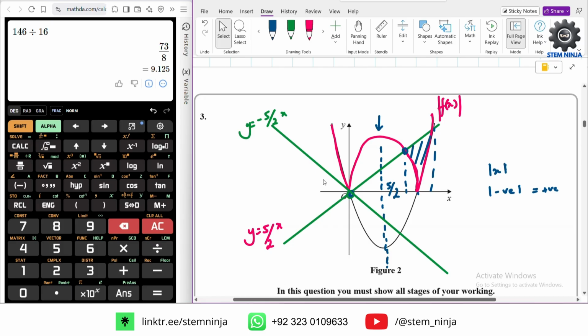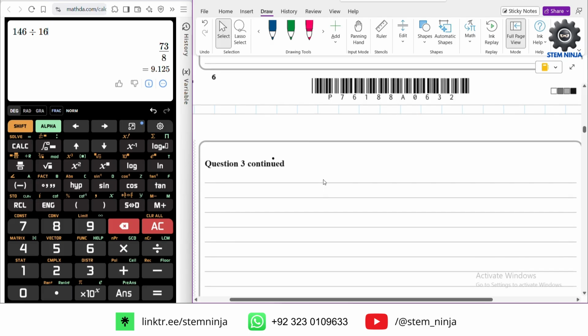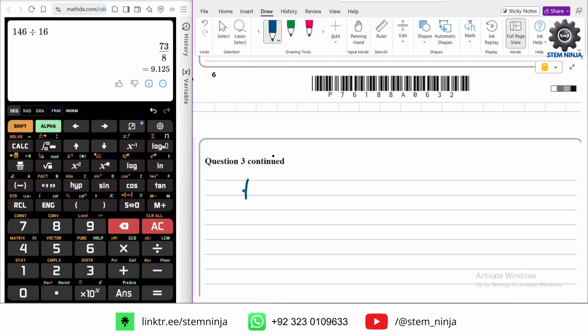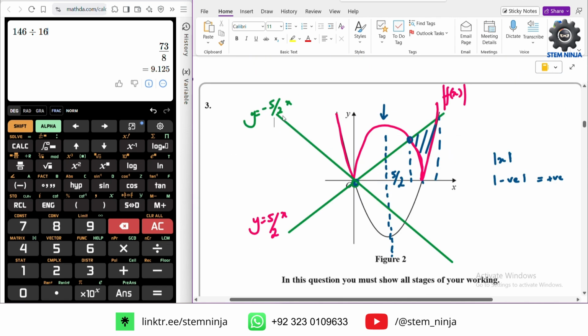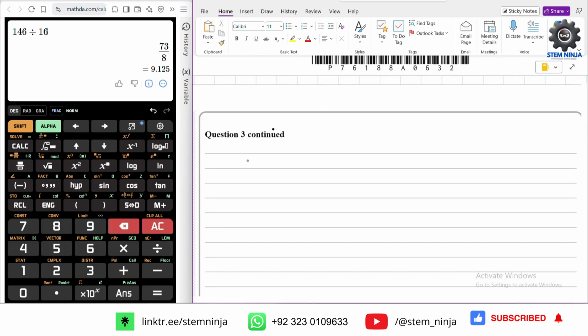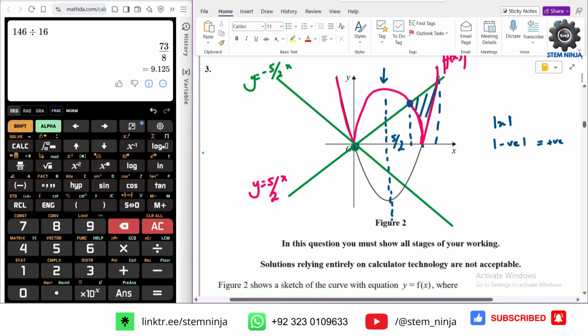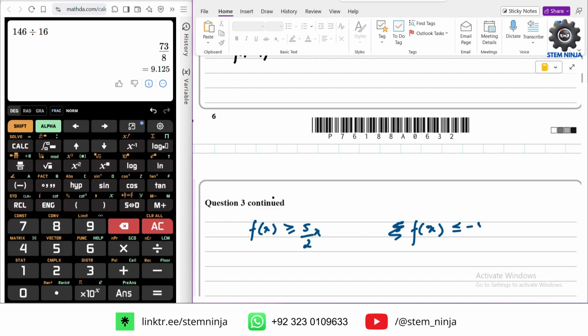Okay, right. So one way to do this is to square the values, square the two sides. But one side is already quadratic, so we don't want to do that. So basically, simply what we do, we figure out where f of x is greater than positive 5/2x, and where f of x is less than or equal to minus 5/2x.